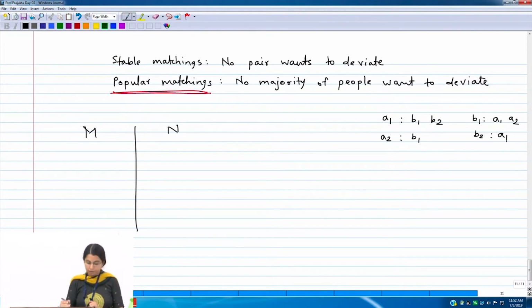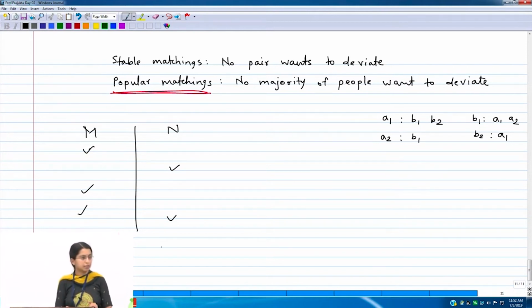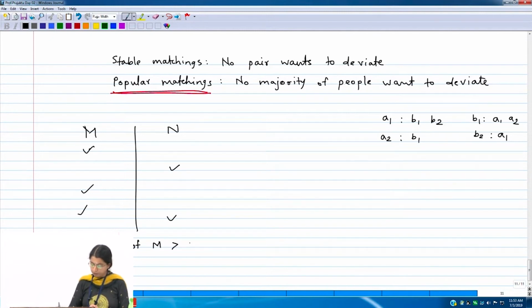When we ask each individual person whether you like M more than N or vice versa, each person will say I like M more, or someone may say I like N more, and so on. So we will get the number of people who prefer matching M versus the number of people who prefer matching N. If the number of votes of M is more than the number of votes of N, then we say that M is more popular than N.